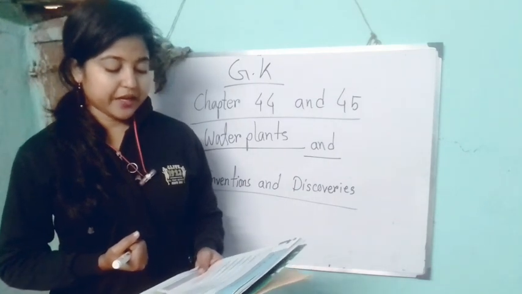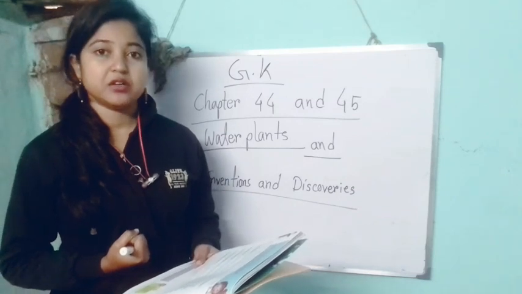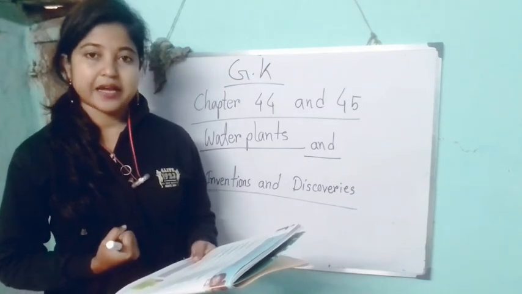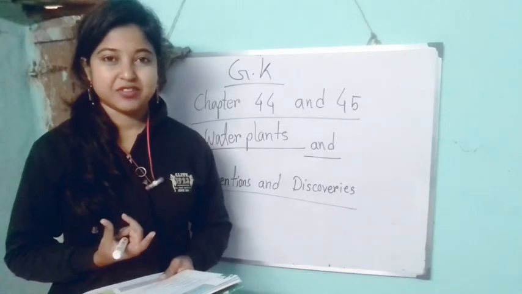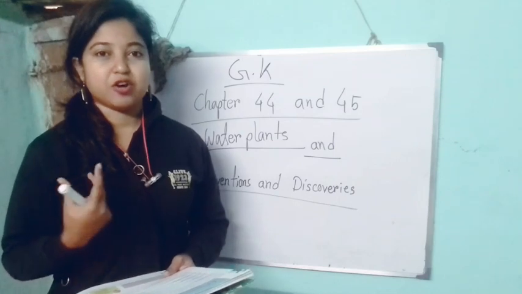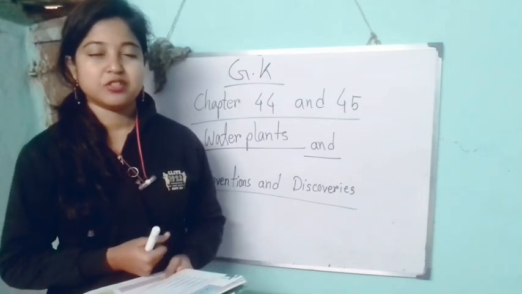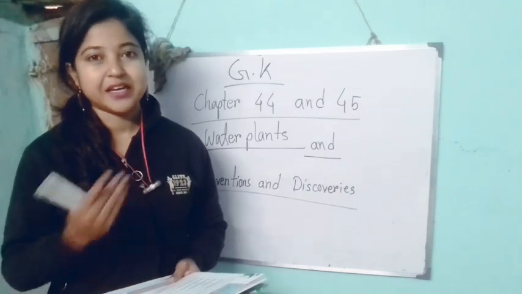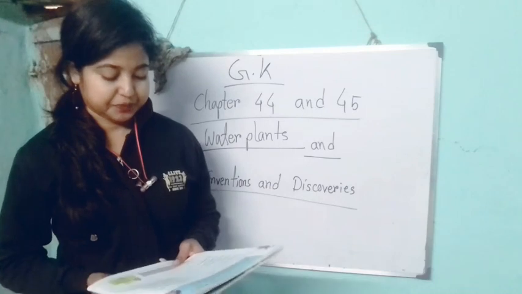Now option number B, you have to write the names. Law of gravitation discovered by Sir Isaac Newton. You have remembered that an apple fell on his head, and after that he thought why the apple falls only down, why it doesn't go upward. From there he discovered the law of gravitation.